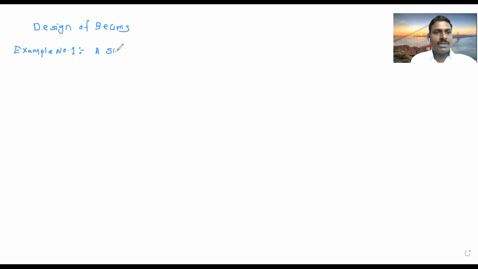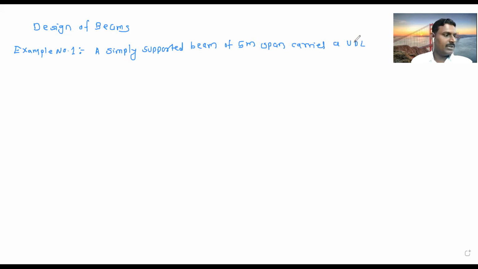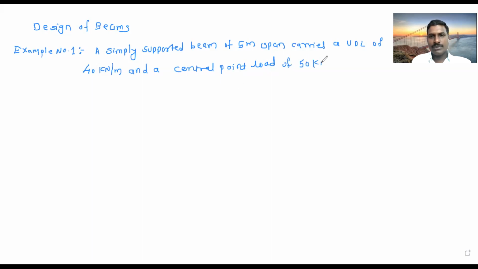A simply supported beam of 5-meter span carries a UDL of 40 kilonewton per meter and a central point load of 50 kilonewton. Full stop.